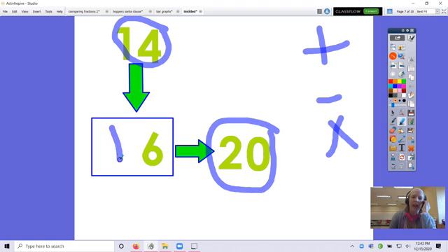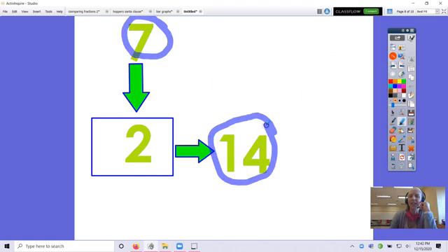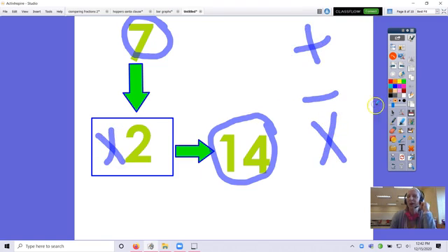Did you choose add 6? You are correct. All right, I started with 7 and I got 14. Did I add 2, subtract 2, or multiply 2? Did you choose multiply by 2?